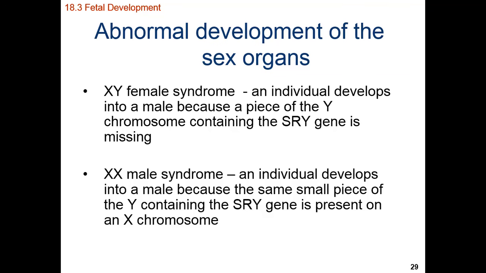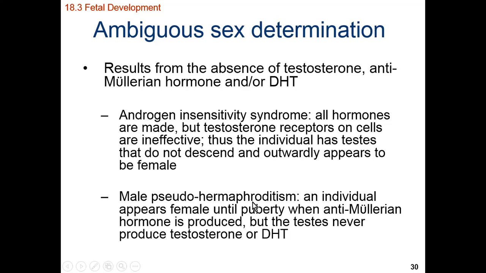There can be some abnormal development of the sex organs, though. There's the XY female syndrome. This is when an individual develops into a male because part of the Y chromosome containing the SRY develops into a female. That is a typo there. This should say into a female, because that SRY region is missing from the Y chromosome. So even though they have the Y chromosome, it is missing that single most important gene to help you become male. There's also XX male syndrome. This is when somebody has two X chromosomes, but one of those X chromosomes has an SRY region on it.